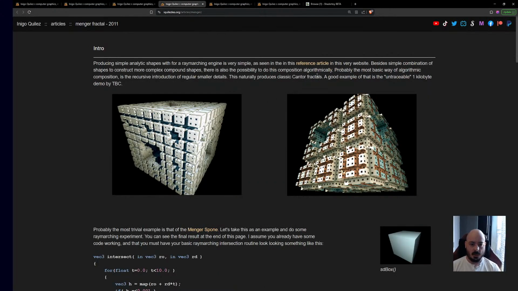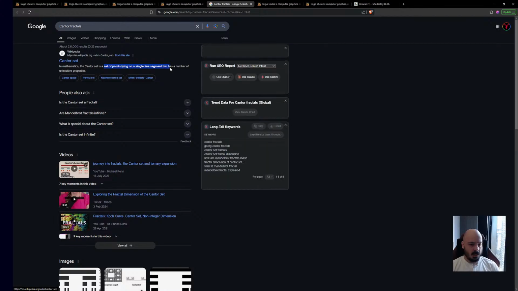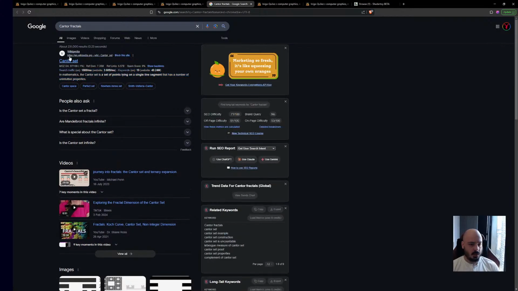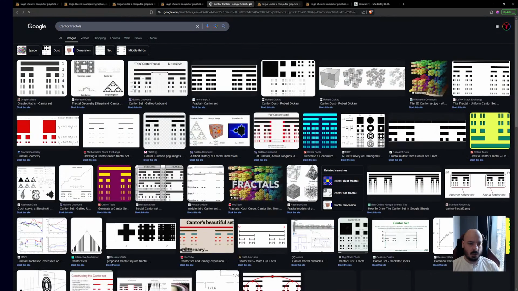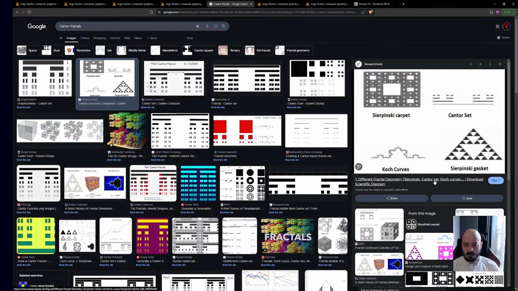Okay, let's just read the rest of this. Besides simple combination of shapes to construct more complex compound shapes, there is also the possibility to do this composition algorithmically. Probably the most basic way of algorithmic composition is the recursive introduction of regular smaller details. Okay, yep. This naturally produces classic Cantor fractals. Okay, I don't know what a Cantor fractal is. A set of points lying on a single line segment that has a number of unintuitive properties. Okay. Oh, like, okay, like this. Interesting.